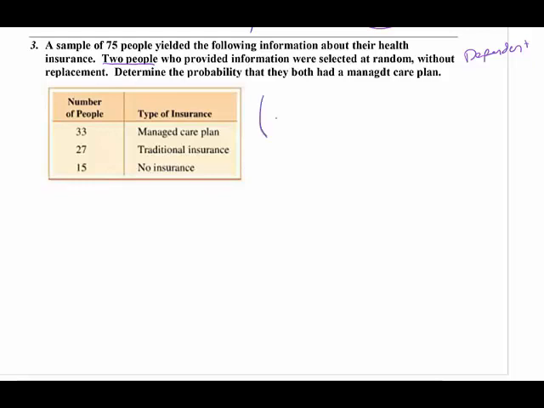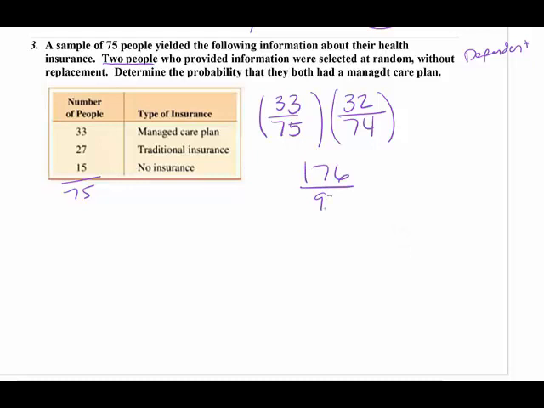We have a total of 75, and 33 of them are managed. I am keeping that person out of my selections for the second person, so I now have a total of 74. And I still want to pick a managed care plan, so that's deducted 1 from that amount. So we should have 32/74. Multiply this across. You should always check to see if it simplifies. That is my answer.